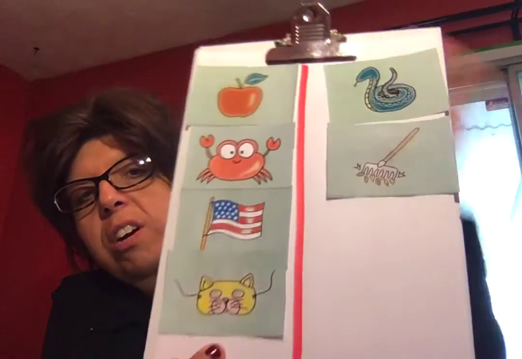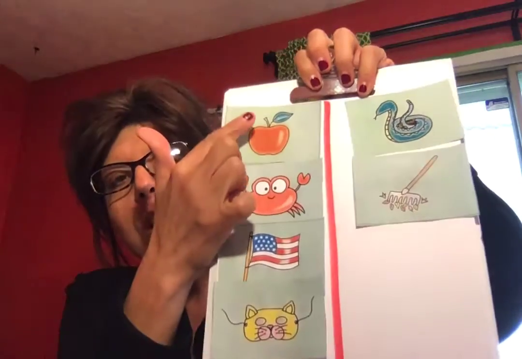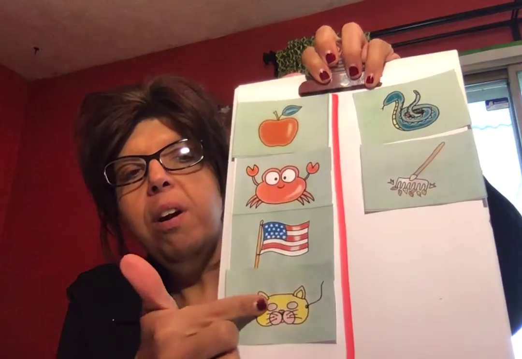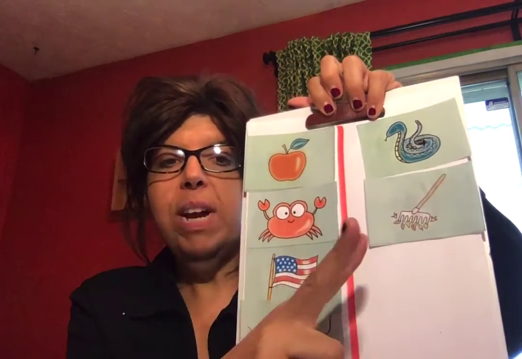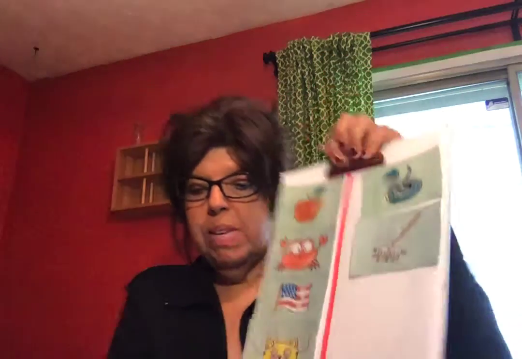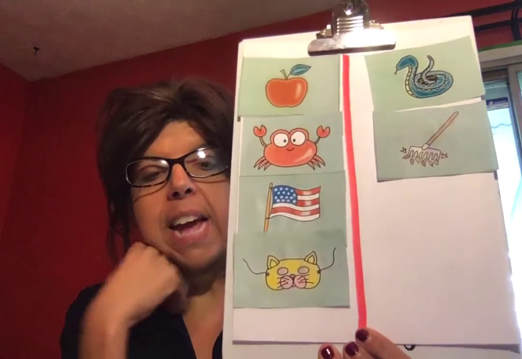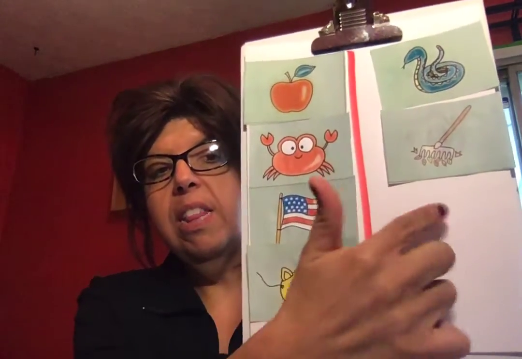Now let's look at that chart. Let's count our short A sound. 1, 2, 3, 4. And our long A sound. 1, 2. 4 is greater than 2. So we would say 4 is more than 2. Or we could say that the short A has 2 more cards than the long A side.